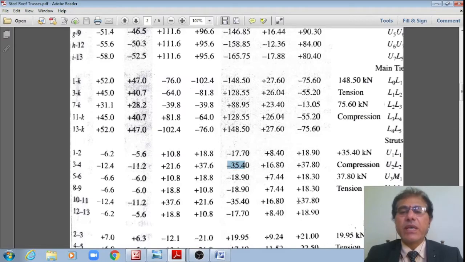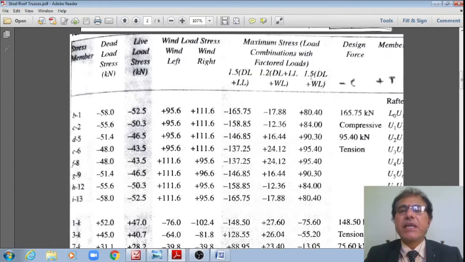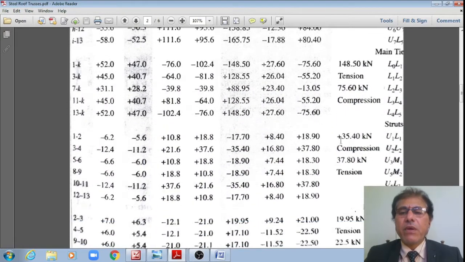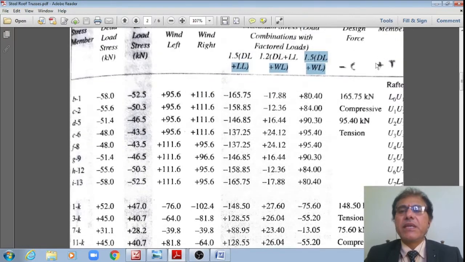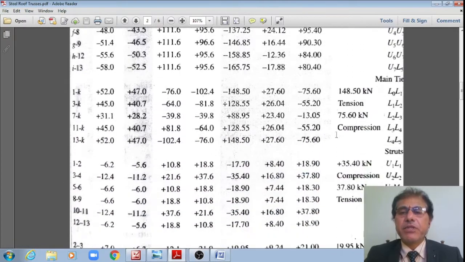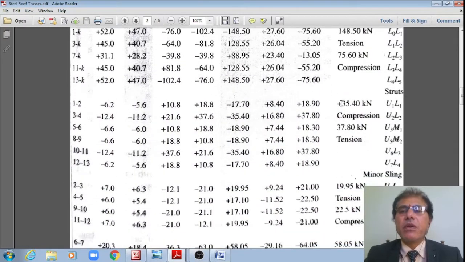Now if I check the maximum positive value, I can see that I have a maximum plus value of 37.8, which is the design tension in the 1.5 dead load plus wind load combination. Here plus indicates tension and minus indicates compression. Please make a note. I'm just recalling these design forces.